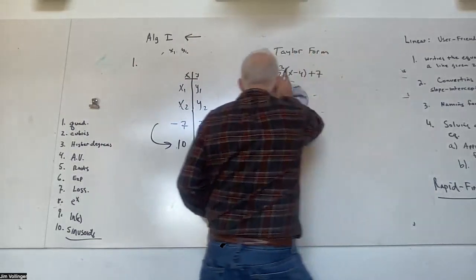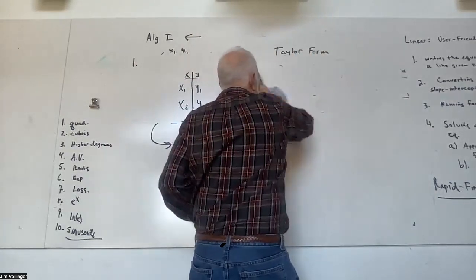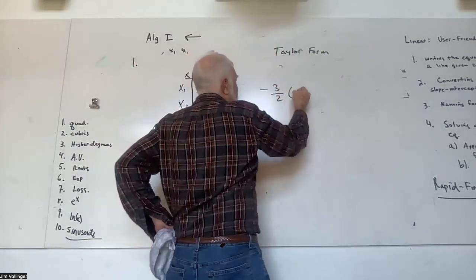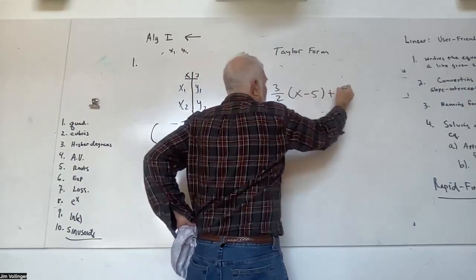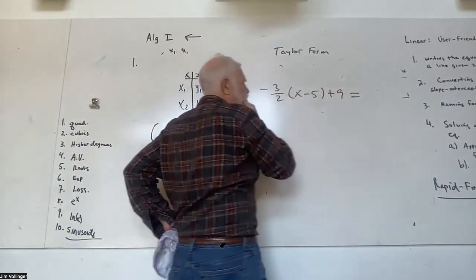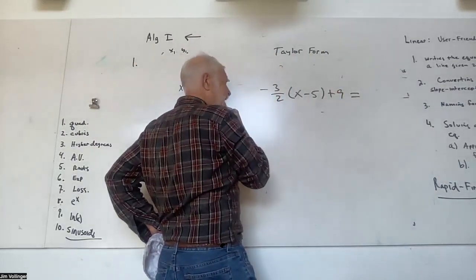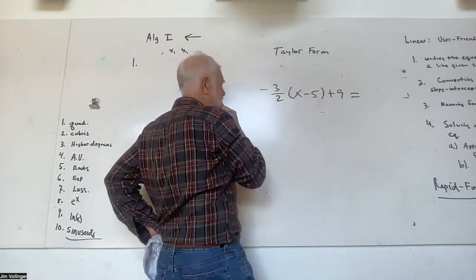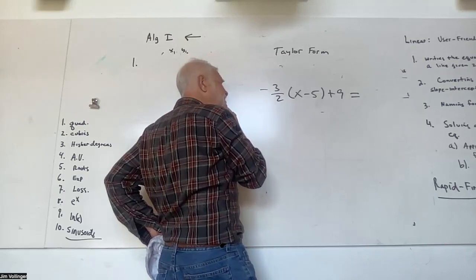Let's try another one here. Let's try having you just solve and kind of guess. Let's do minus 3 halves times x minus 5, plus 9. Let's set that equal to... Can I do this one this time? Yeah, I think I can. Yeah, that shouldn't have been so hard.